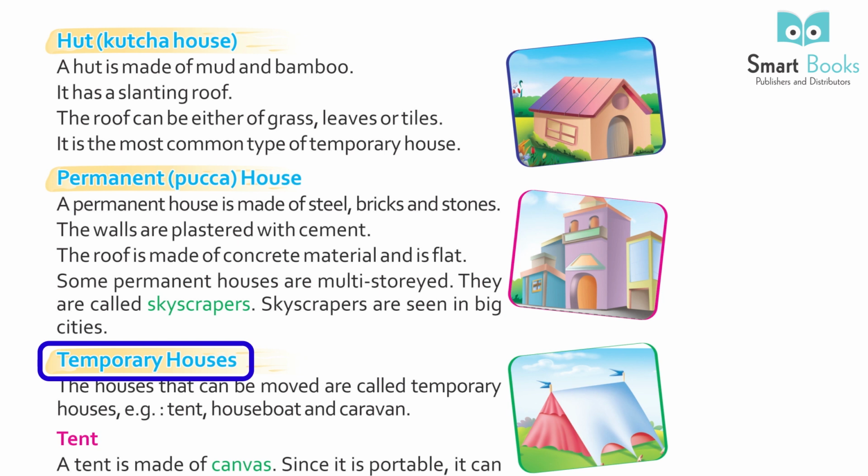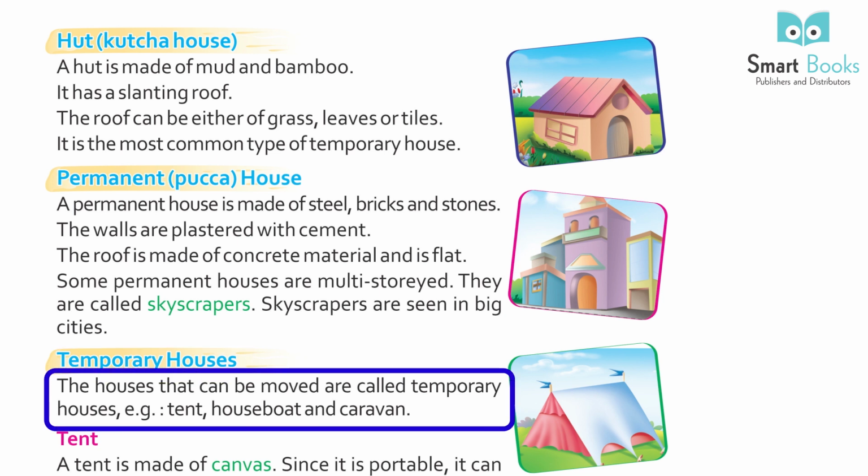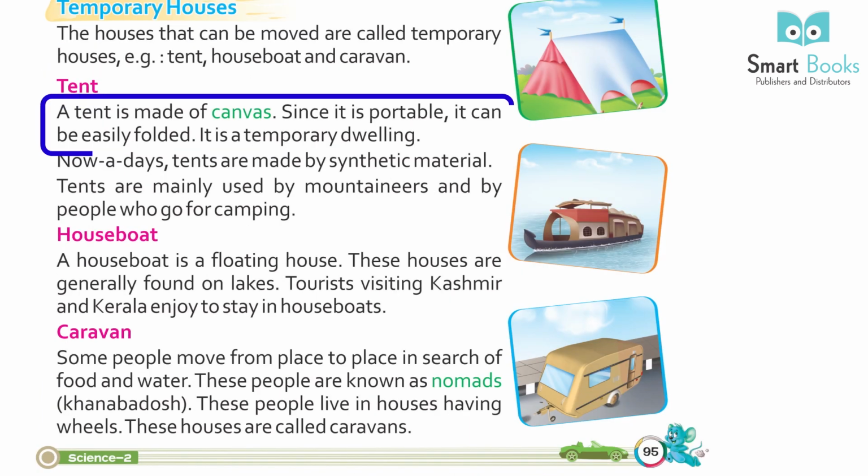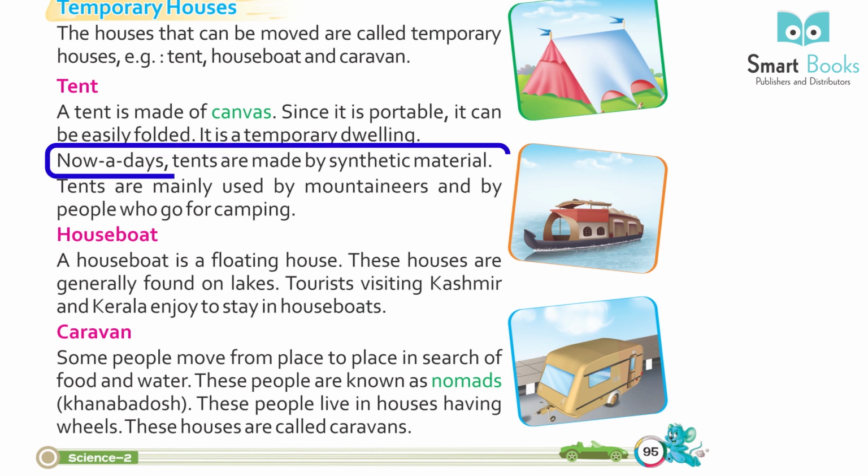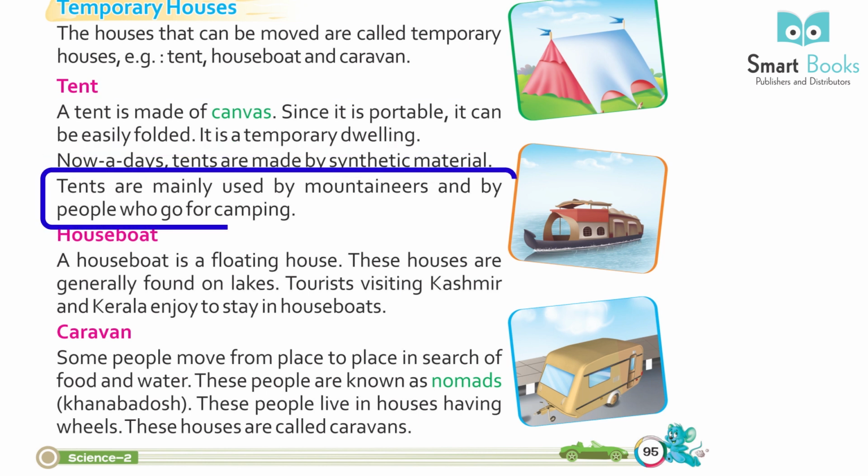Temporary houses. The houses that can be moved are called temporary houses. Example: tent, houseboat and caravan. Tent. A tent is made of canvas since it is portable. It can be easily folded. It is a temporary dwelling. Nowadays, tents are made of synthetic materials. Tents are mainly used by mountaineers and by people who go for camping.